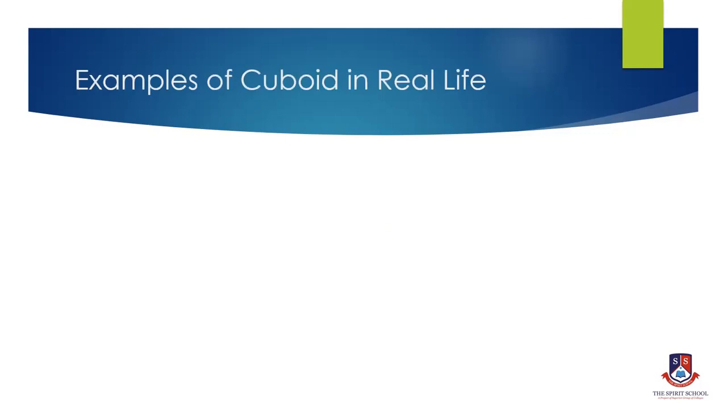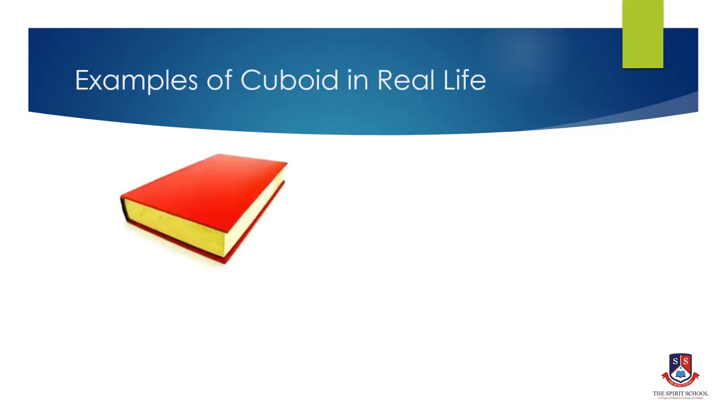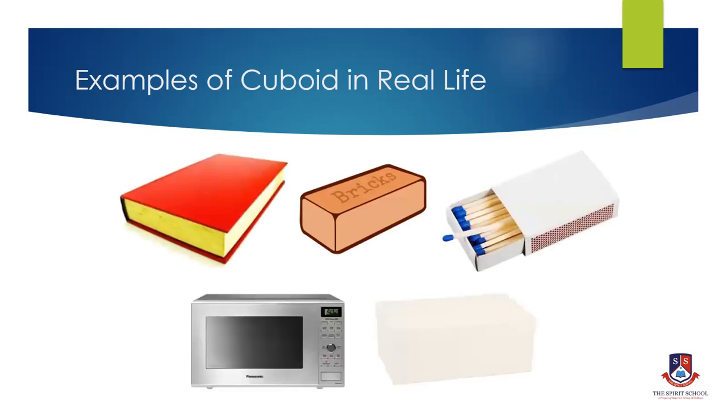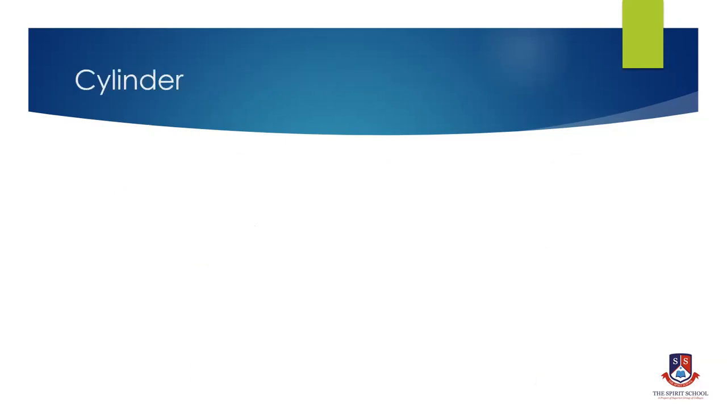Let us see what are the examples of a cuboid in real life. Our book is a very good example of a cuboid. Similarly, the brick, matchbox, your microwave oven, and your shoebox. These are very common examples of a cuboid.